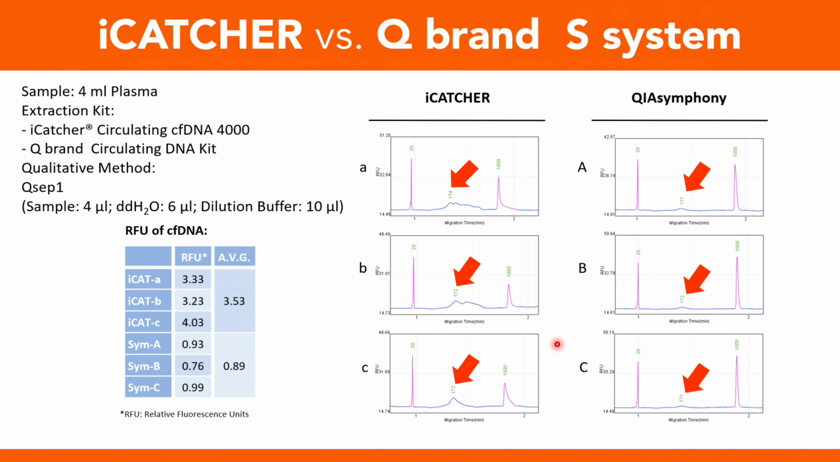We ran capillary electrophoresis to see the peak of cfDNA and compare. From this parallel comparison, we can see iCatcher can capture a very high yield of cfDNA, much higher than the Symphony system. If we look at the RFU, which means the intensity of the cfDNA peak, the average intensity of iCatcher is 3.53, and Symphony is only 0.98, which shows 4 times higher cfDNA than the Symphony system.